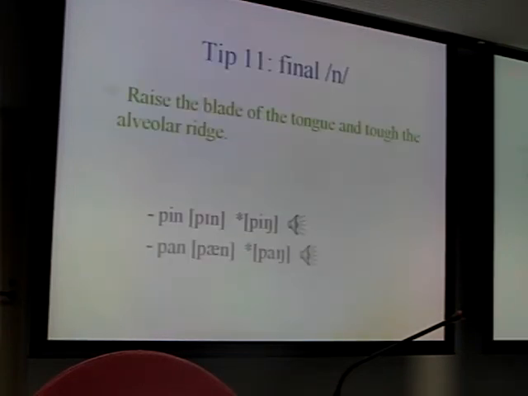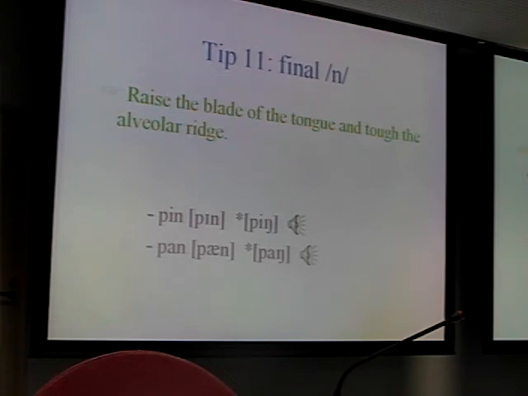Last tip is about the final N. You have difficulty in producing the N sound, which occurs at the word final position. So you often pronounce this sound as "eng" instead. In order to pronounce the N sound, you should raise the blade of the tongue and touch the alveolar ridge. You can raise the tip of the tongue.